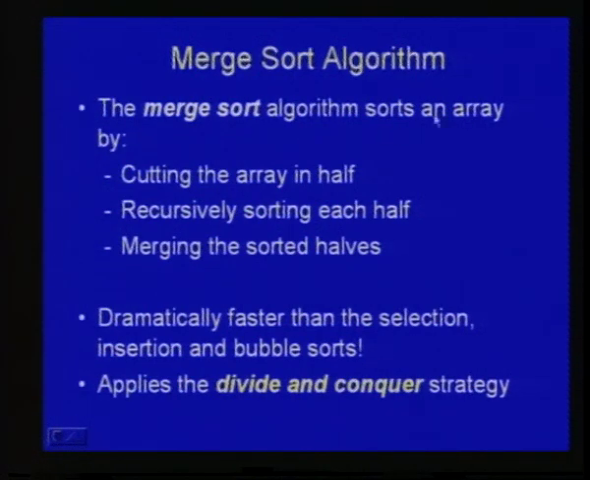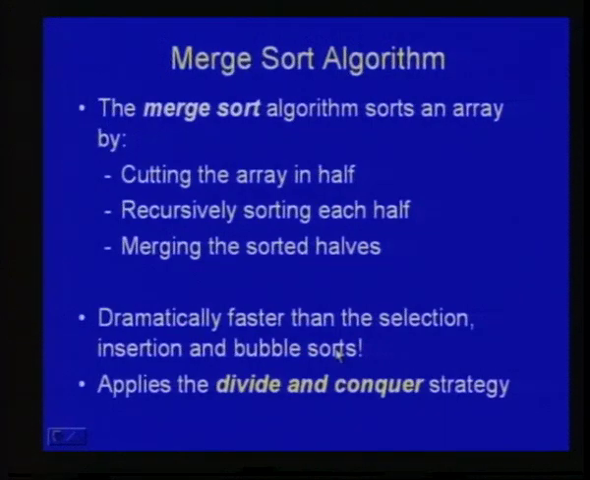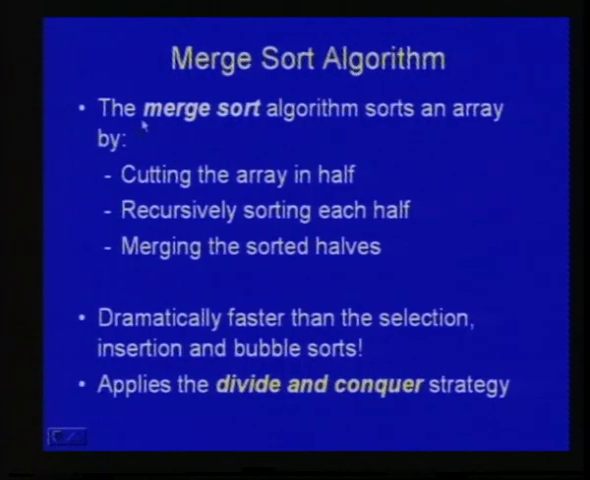In the merge sort algorithm, you cut the array into half, then you sort each of the halves and then merge the sorted halves. So, this is dramatically faster than the selection, insertion and bubble sorts. In the first 3 we basically used the method of brute force. Here we are using the divide and conquer method, where we divide the problem into 2 sub problems. You recursively sort each half and merge the 2 halves, and this is the divide and conquer strategy.